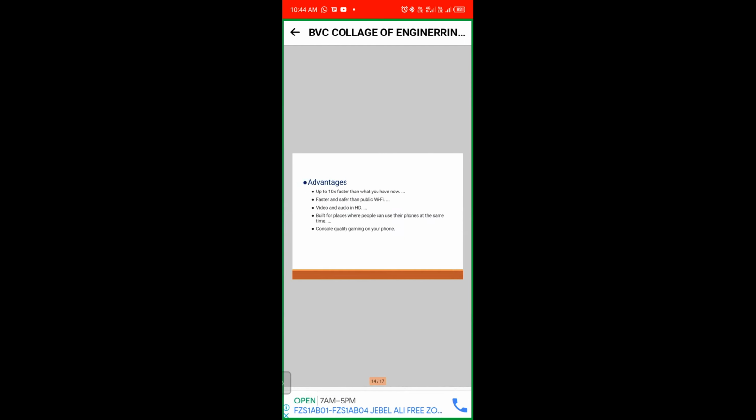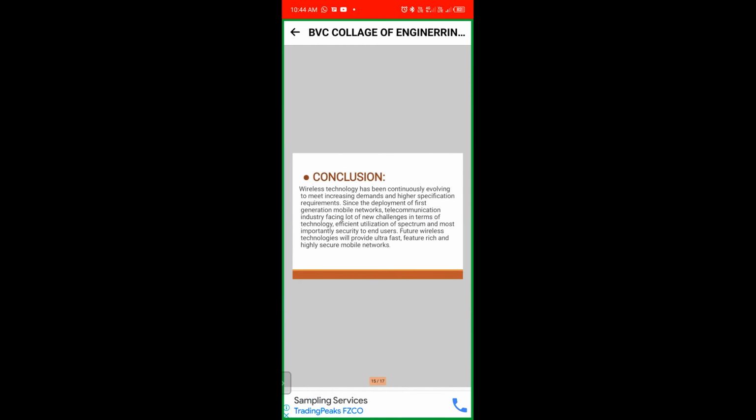And conclusion: wireless technology has been continuously evolving to meet increasing demands and higher specification requirements. Since the deployment of first generation mobile networks, the telecommunication industry has been facing a lot of new challenges in terms of technology, efficiency, utilization of spectrum, and most importantly, securing end users. Also, future wireless technologies will provide ultra fast, feature-rich, and highly secure mobile networks.